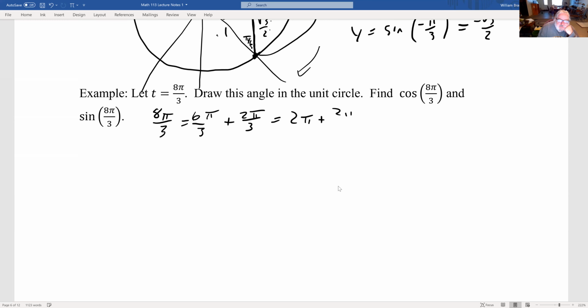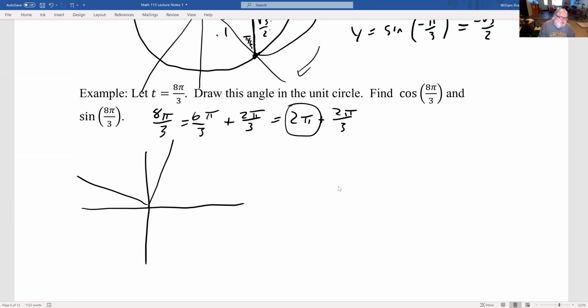So it's 2π plus 2π/3. This 2π just takes us all the way around the circle once, so we can ignore that. 2π/3 means we want angles of size π/3. So 1, 2, 3 angles of π/3. And so this is my 2π/3. And all this is supposed to be inside the unit circle, which I forgot to draw. So this is my unit circle.